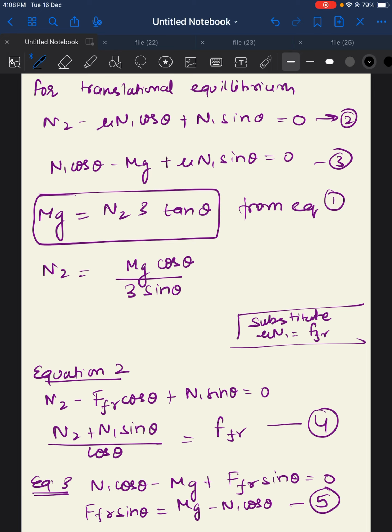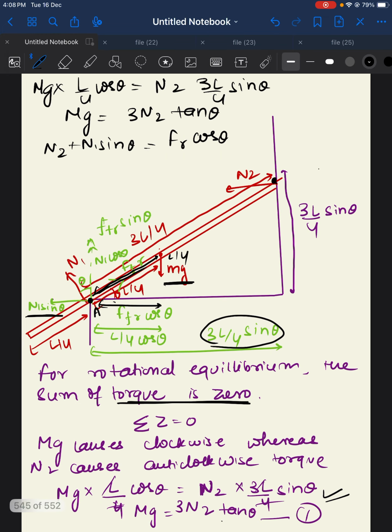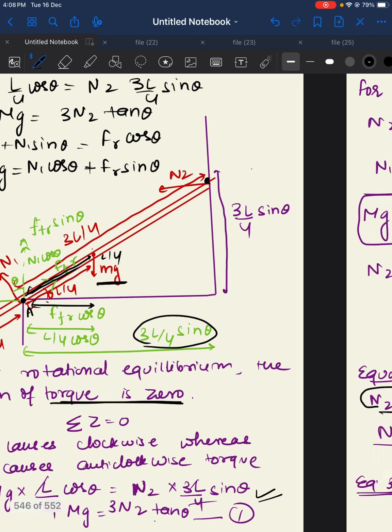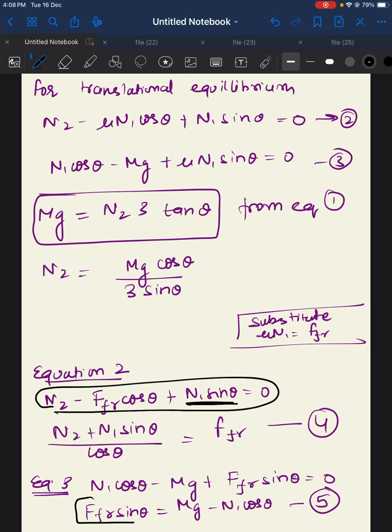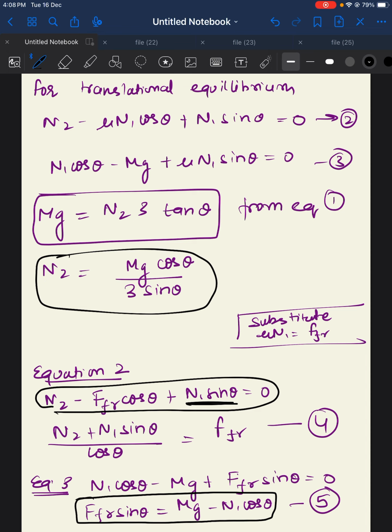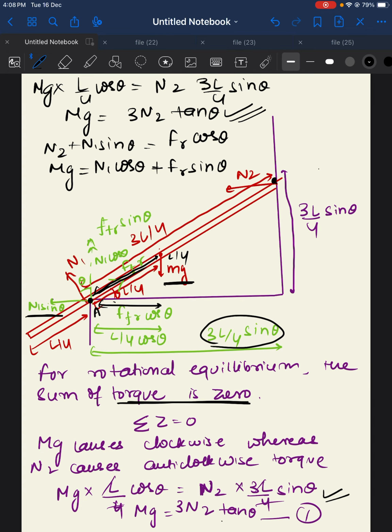N2 plus N1 sine theta equals to Fr cos theta, correct? This equation can be written. Now for the vertical components we have mg, which is being balanced by N1 cos theta plus Fr sine theta, correct? So this is the second equation that we can form. Mg is equal to Fr sine theta plus N1 cos theta, correct? Now we have these two equations and we have this one equation where N2 is equal to mg cos theta upon 3 sine theta. From here we have derived it, right?